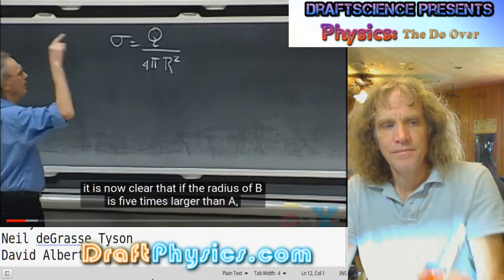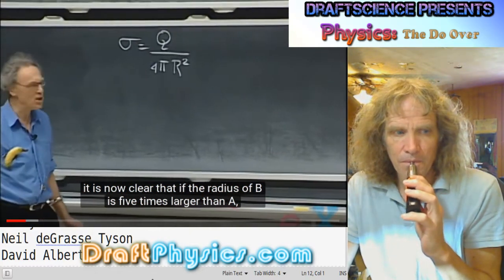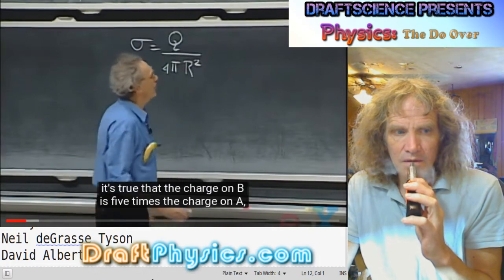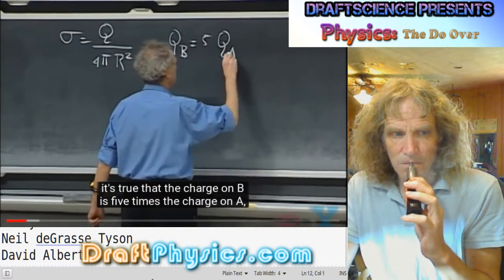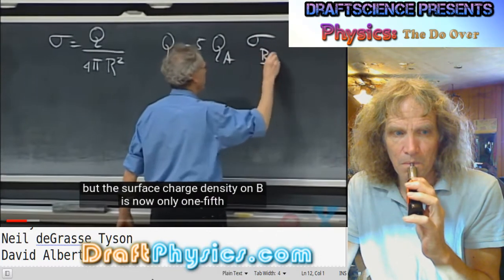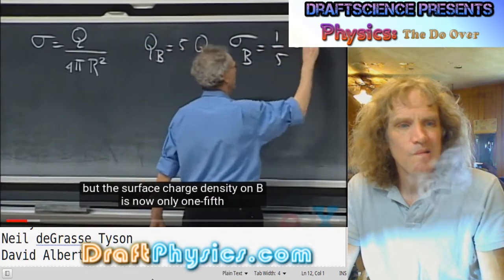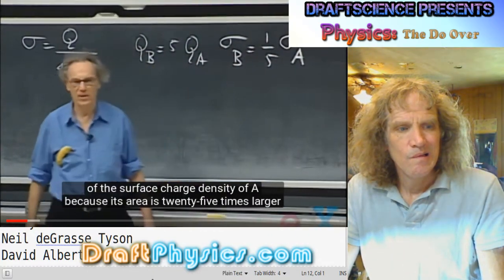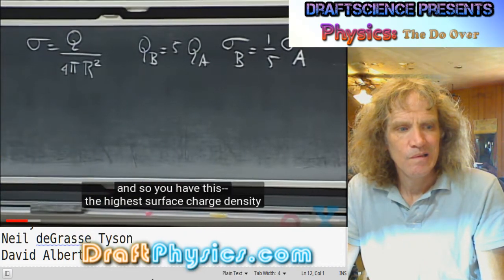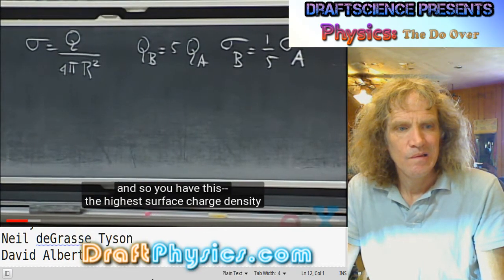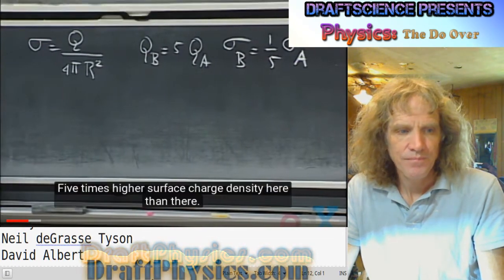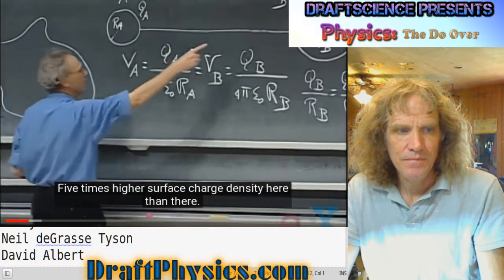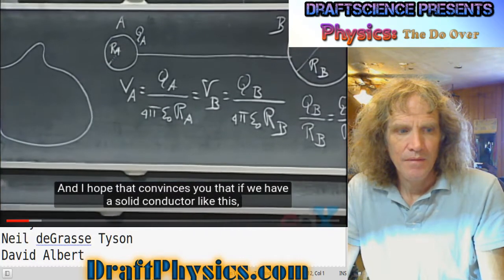It is now clear that if the radius of B is 5 times larger than A, it's true that the charge on B is 5 times the charge on A, but the surface charge density on B is now only 1/5 of the surface charge density of A, because its area is 25 times larger. So you have the highest surface charge density at A than you have at B. 5 times higher surface charge density here than there. And I hope that convinces you.